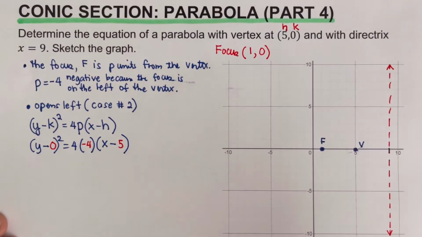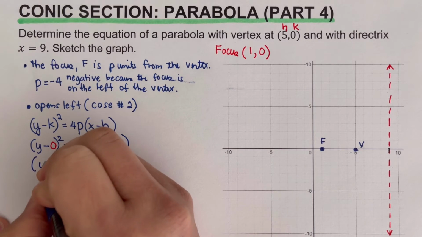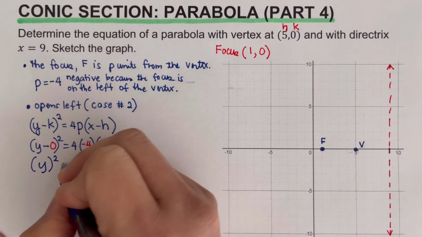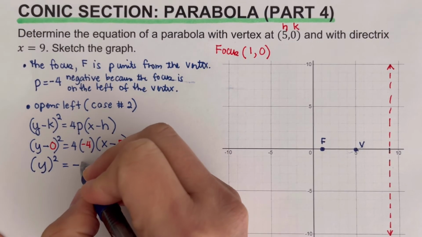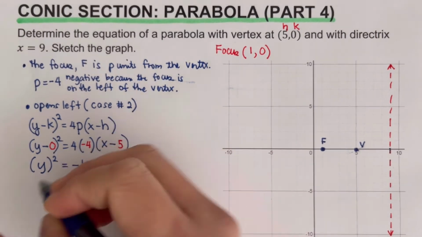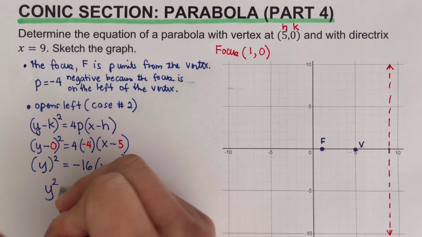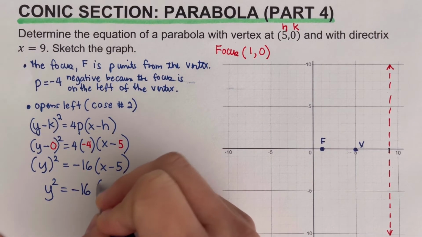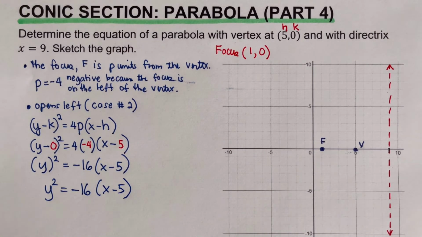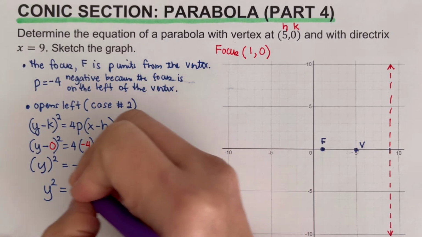So our equation would come out y. We don't have to write the 0. So it's just y squared equals negative 16 times x minus 5. We can simplify this as y squared equals negative 16 times x minus 5. So this is the equation of this problem that we have up there.